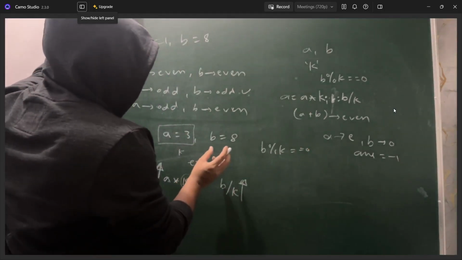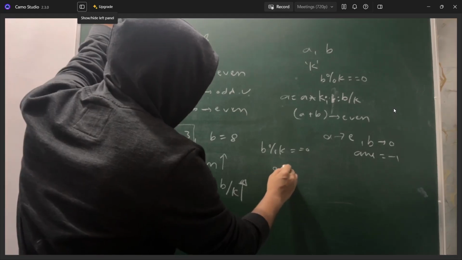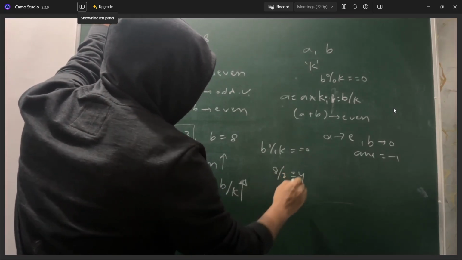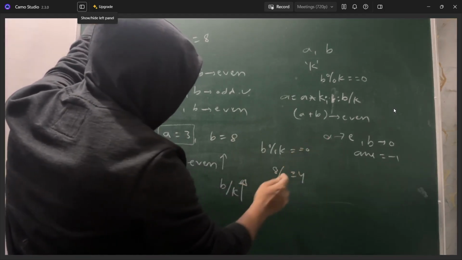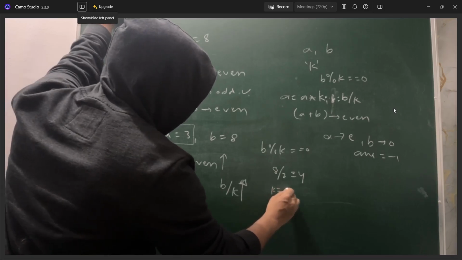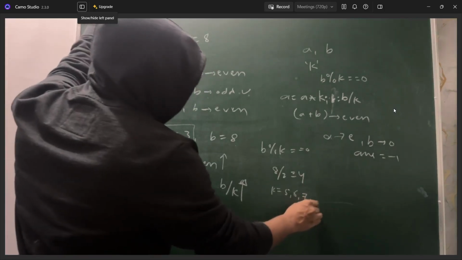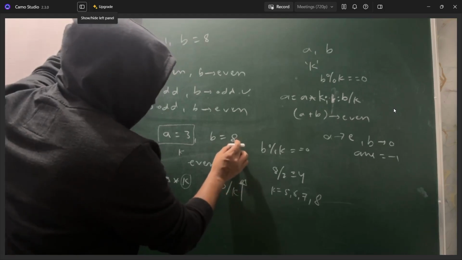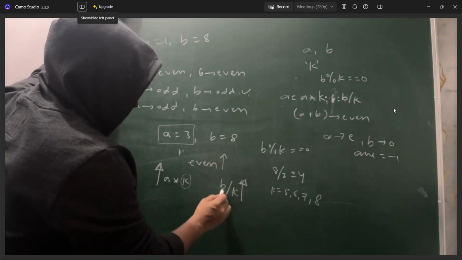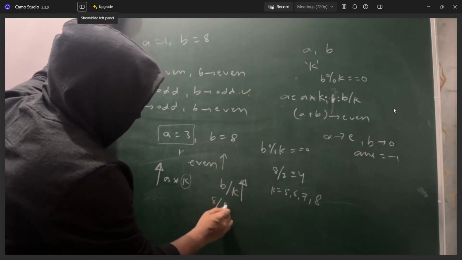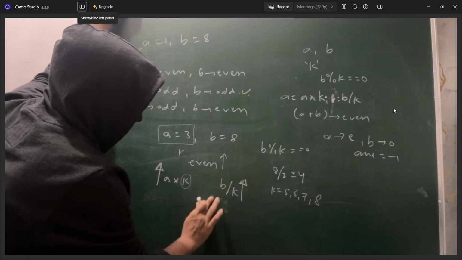So if it is 8, take half, 8 by 2, which is 4. So it is guaranteed that k cannot be more than 4. If you choose k as 5, it cannot divide. If you choose 6, it cannot divide. 7, it cannot divide. 8, it can divide. But if you choose k as 8, now b will be b by k, which is 8 by 8. Since you are taking k as b only, it's like b by b.